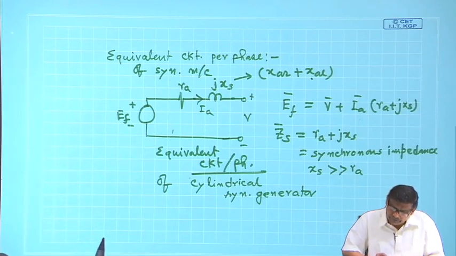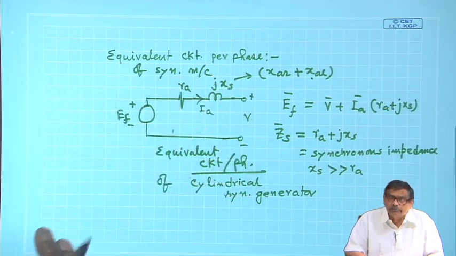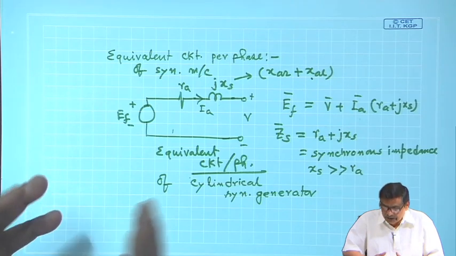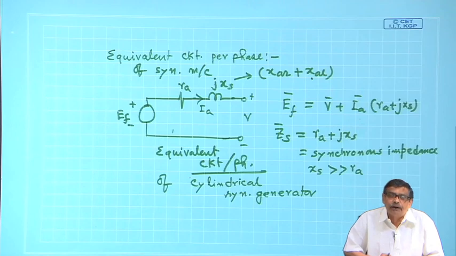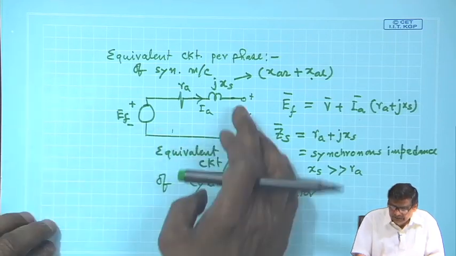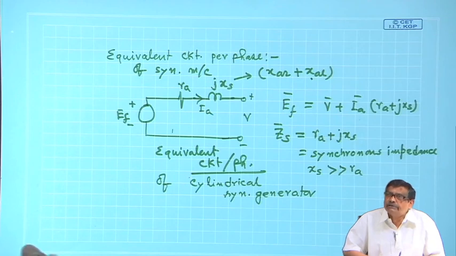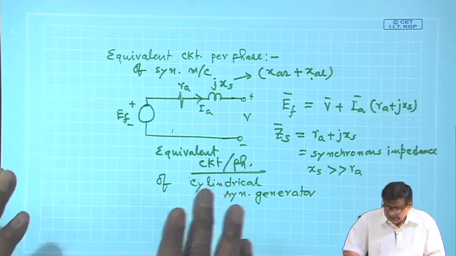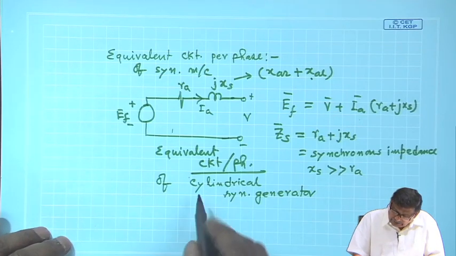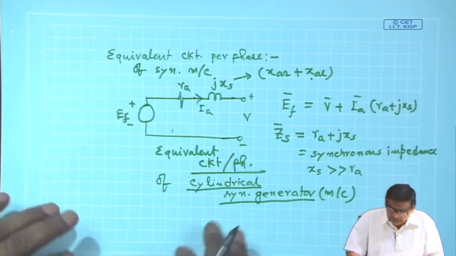When the machine is loaded, of course, V will be EF minus this drop, and you get the terminal voltage. There is nothing in parallel because the magnetizing current for a synchronous machine is never drawn from the bus. If you operate the synchronous machine in isolated fashion, there may be a load, that is all. But the exciting current is provided by a separate DC source, which is connected across the rotor terminals of the machine, which creates flux. Therefore, the equivalent circuit of a cylindrical synchronous generator, or synchronous machine in general, will be very simple. We will come to the motor mode after some time.